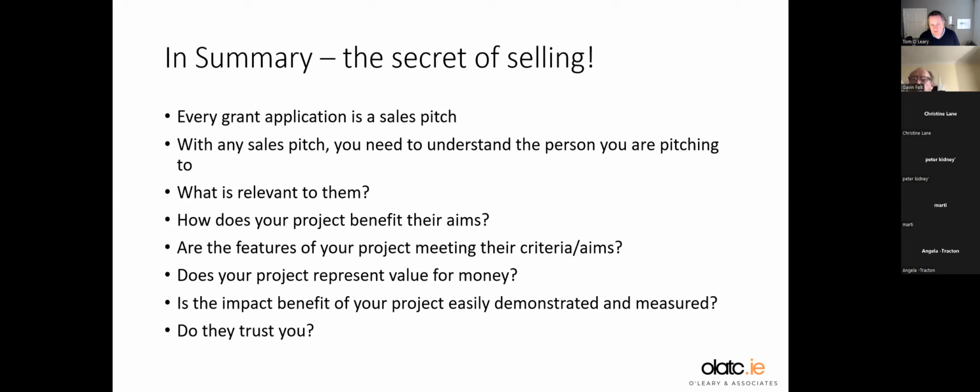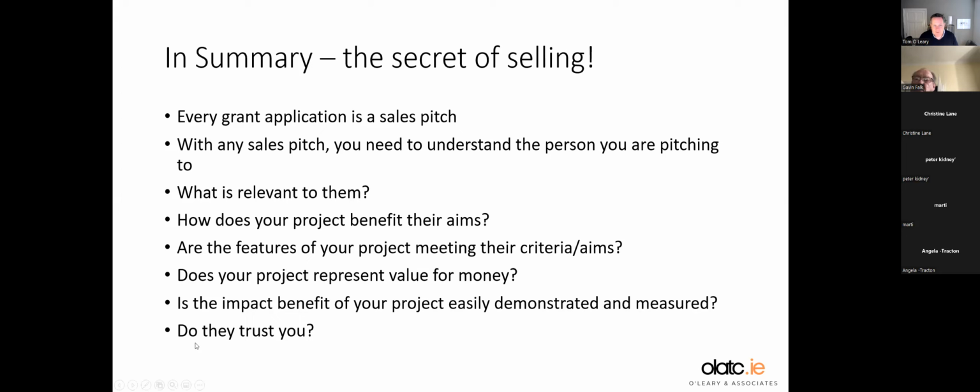So it doesn't matter what the project is. If it's a Tidy Towns group, what's the impact of the Tidy Towns work? You've got a nicer, tidier, cleaner village. People have more respect for the village. If you've got visitors coming to the area, it's impacting on tourism. All these things. It's hard to measure the feel good factor, but that is something that you can put in. There's a feel good factor in our community because our community is nice and tidy.